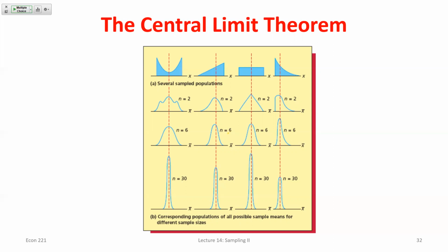What ends up being true is once we get to 30, no matter what variable we start out with, some of them are already going to be normally distributed at lower sample sizes. But no matter which of these distributions we started out sampling from, by the time we get to 30, our sample means will all be normally distributed. Right?